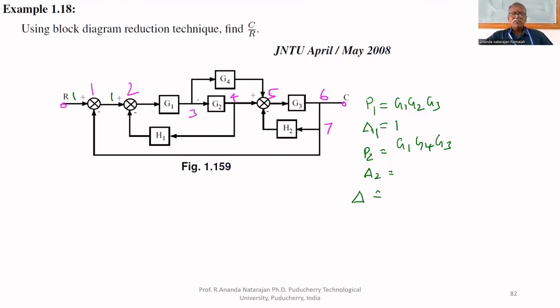Delta 2, this is the second forward path. No loop is there without touching the second forward path. Therefore, delta 2 also equals 1. In the examination, don't do like this. You won't get any mark. You have to draw the signal flow graph.